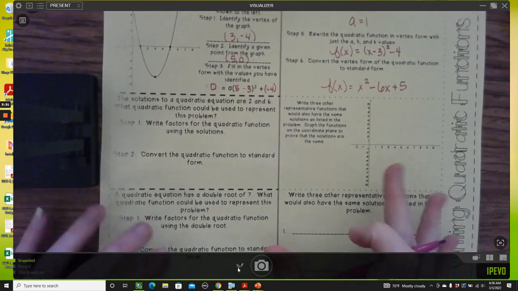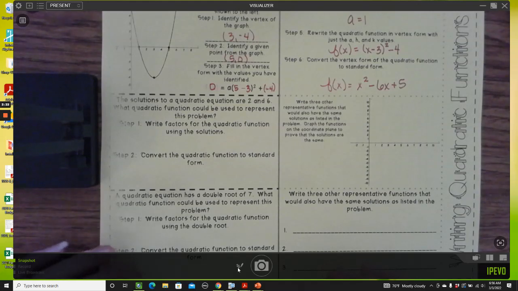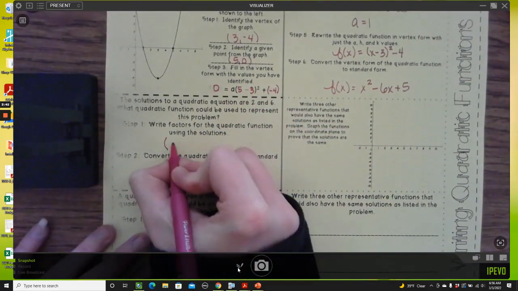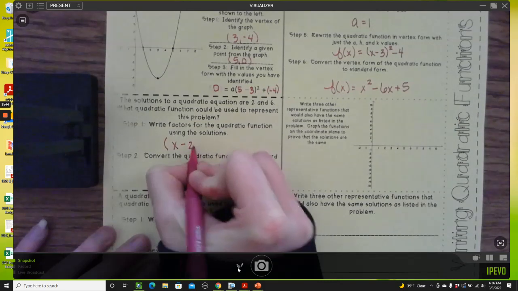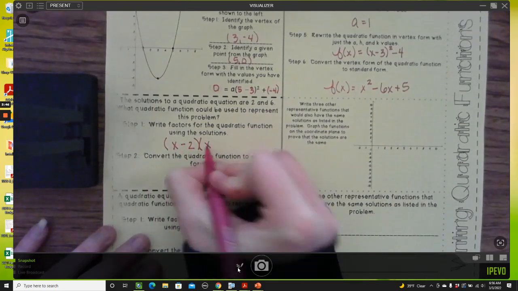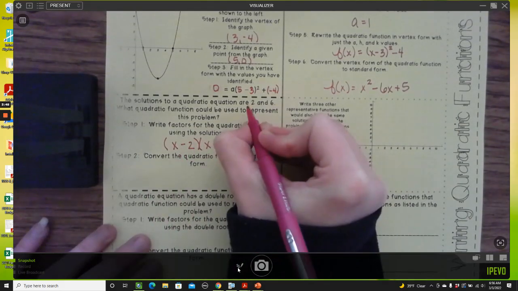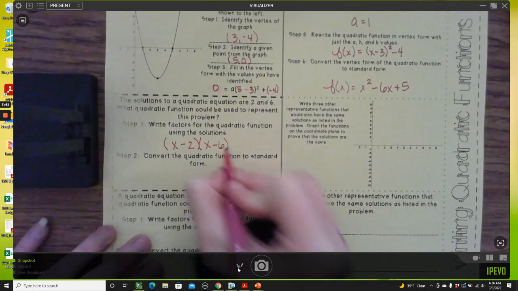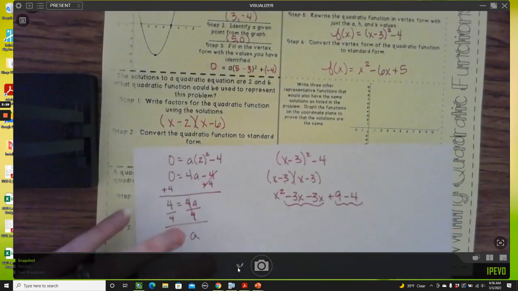All right, so from solutions, the solutions to a quadratic equation are 2 and 6. What quadratic function could be used to represent this problem? Well, if we know these are our solutions, then we know that the factors of the quadratic function are x minus 2, remember you kind of flip it, and then if it's a +6, x minus 6. So now we can convert this to standard form by simplifying that equation out.